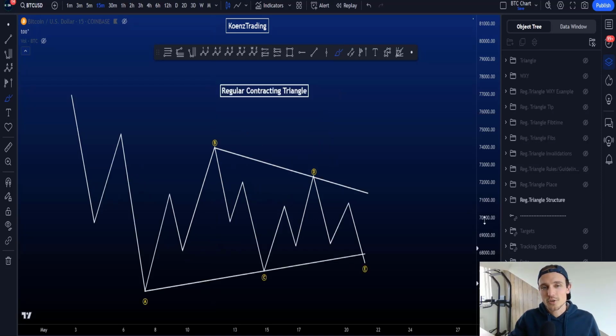This is everything that you have to know about a regular contracting triangle. If there are any questions, please make sure to ask.